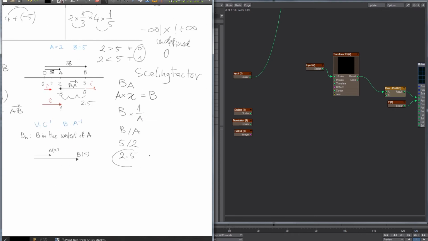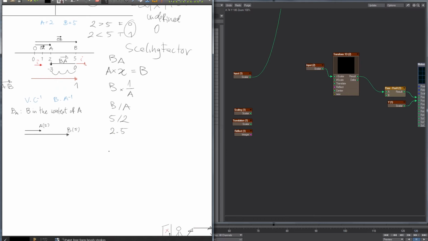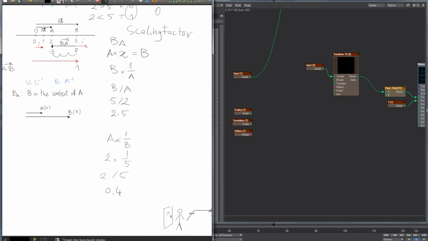So I can go the other way around. And so basically I can put this little reference unit vector, instead of going from 0 to 2, to 0 to 5. And so B will become the identity 1 and A will become, let's do this, I'm going to put A in the context of B. And so I'm going to do 2 times 1/5, or 2 divided by 5, or 0.4. So now A becomes 0.4.